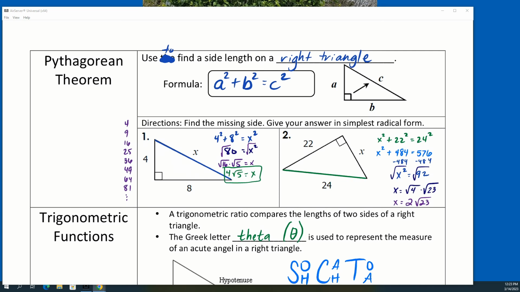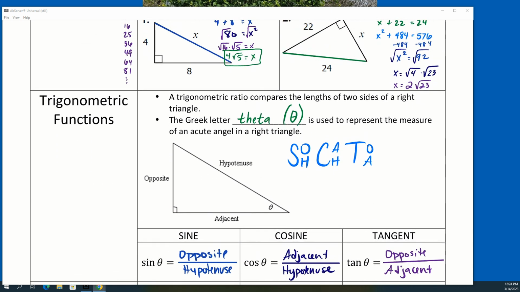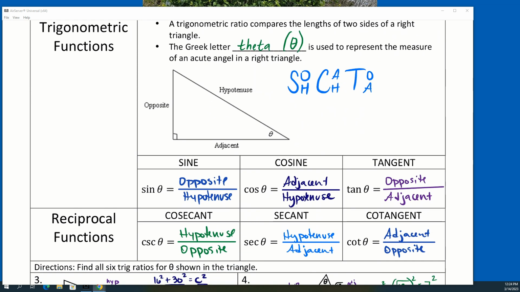Okay, so just to review, yesterday we talked about trigonometry. And so we started off with the Pythagorean theorem where you could find a missing side length. And then we talked about the original three trig ratios, the sine, cosine, and tangent. And then learned that there are three more trig ratios, the cosecant, secant, and the cotangent.